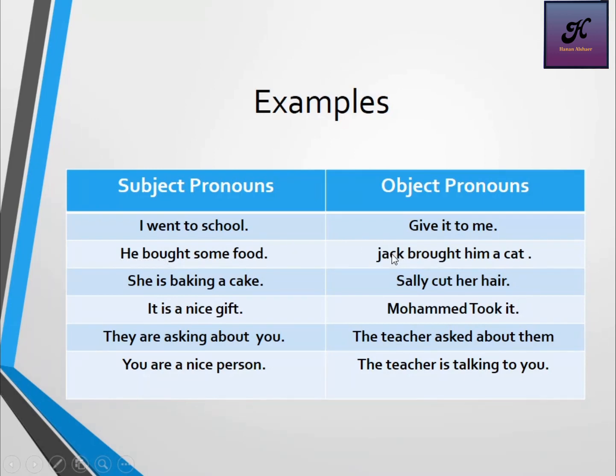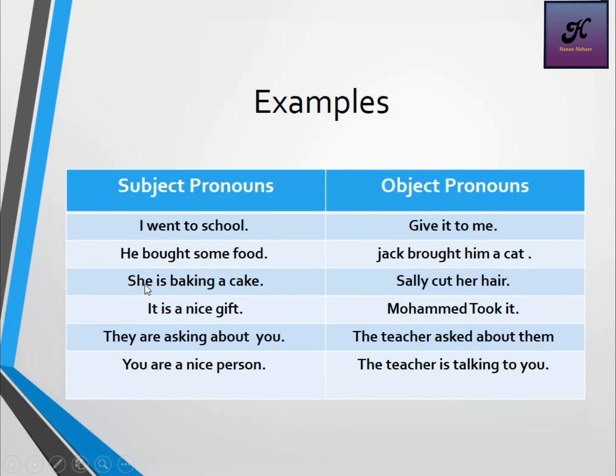Now, on the other hand, Jack brought him a cat. So who brought for him? Jack, he brought for him. So him here is the one who's making the action or not? No, he is not the one who's making the action. Jack is the one who's making the action and giving it to him, which is the object pronoun. Okay? So that's why we didn't use he, but we use him. Why? Because it's the receiver. It's the one who takes the action.